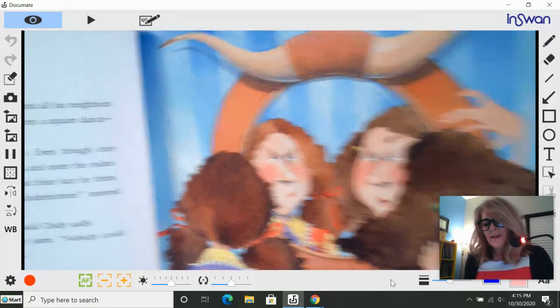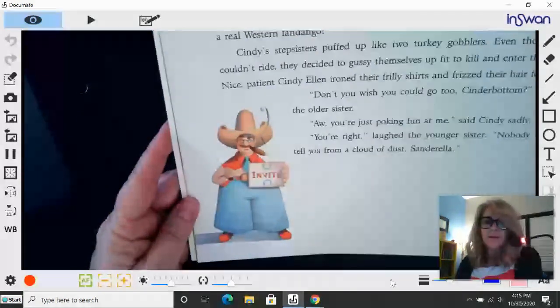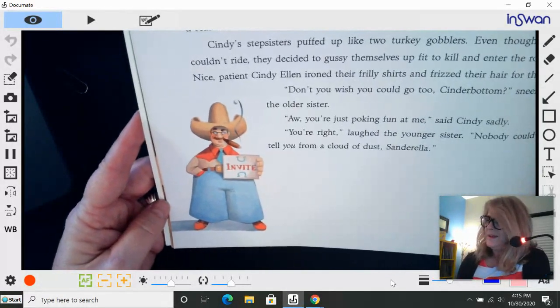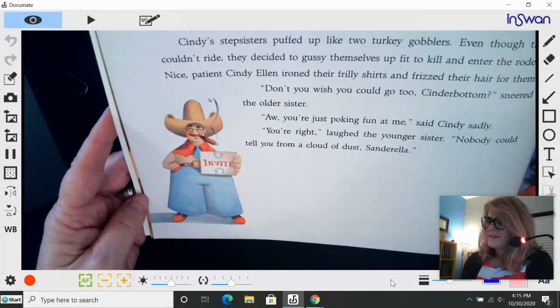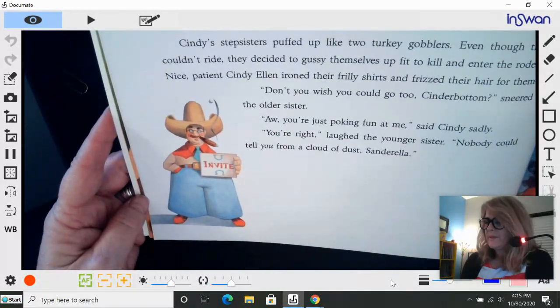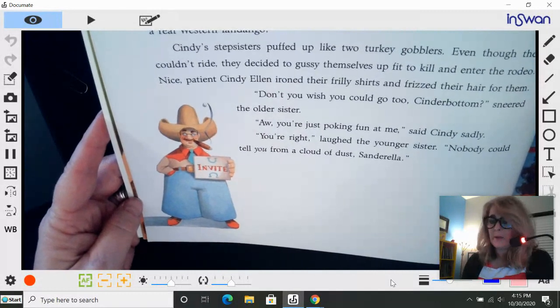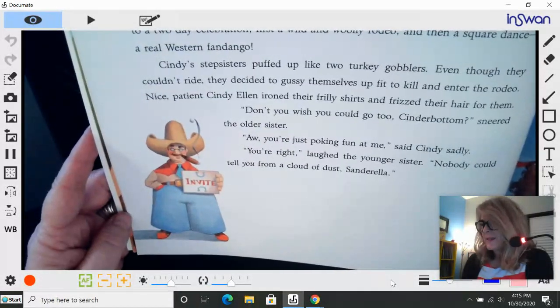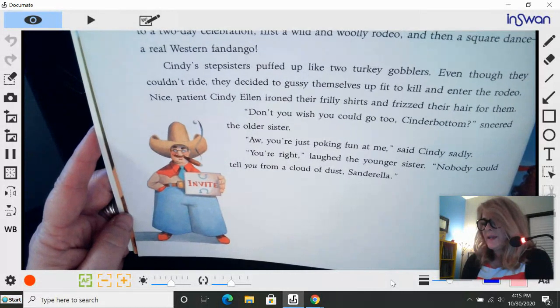Then one day, the biggest cattle king for miles around invited all of his neighbors to a two-day celebration. First, a wild and woolly rodeo, and then a square dancing, a real western fandango.